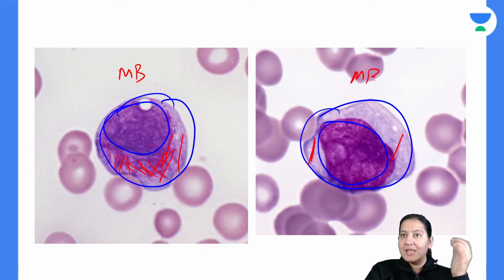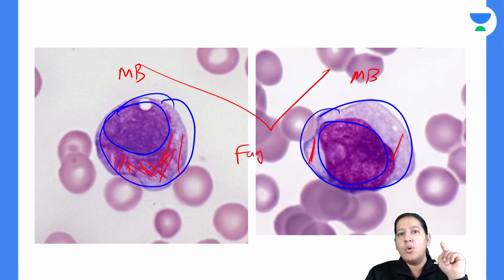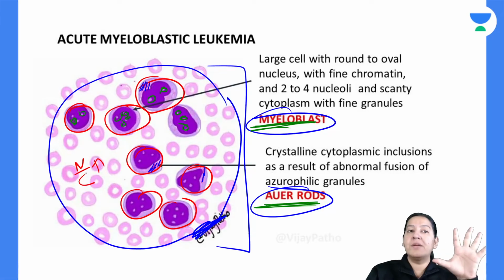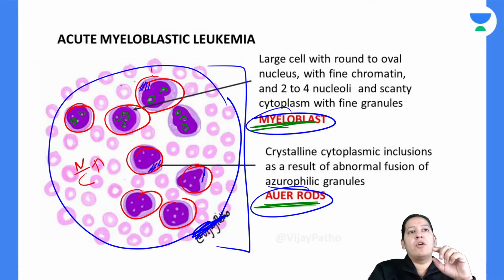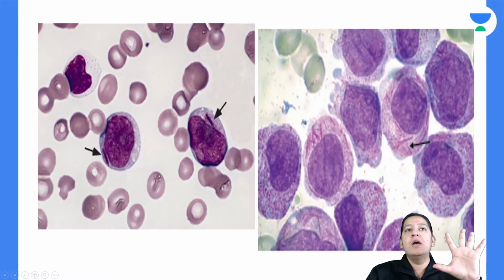A myeloblast which contains iron rod inside it is known as Fagott cell. So Fagott cell is nothing, it is a myeloblast containing iron rod. Now in this diagram, some have iron rod, some do not have iron rod. So the one which has iron rod is Fagott cell. Rest are known as only myeloblast. So that is the concept.